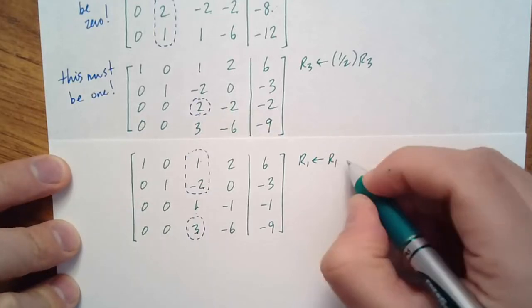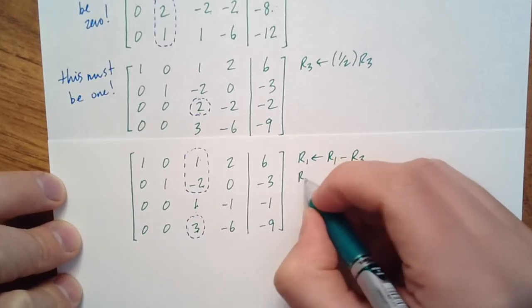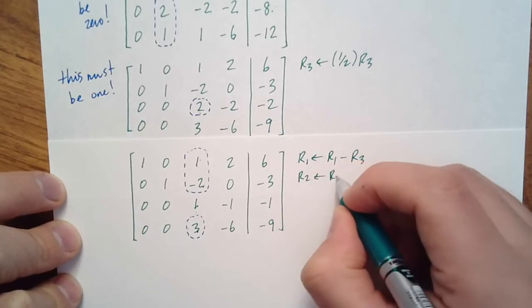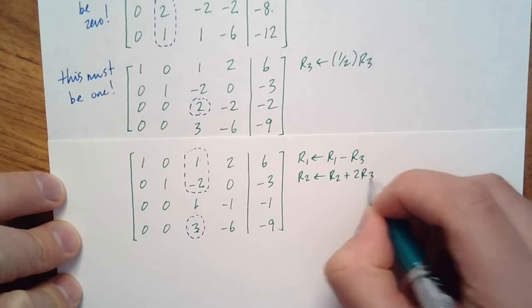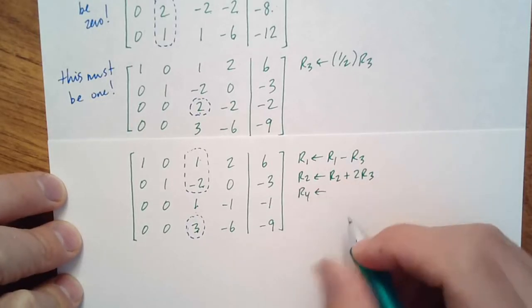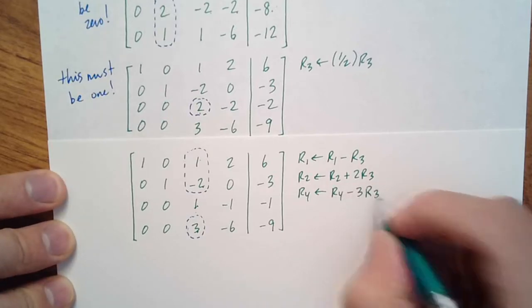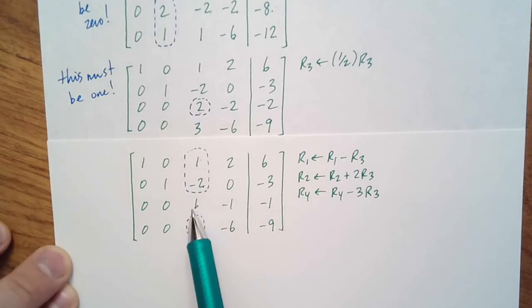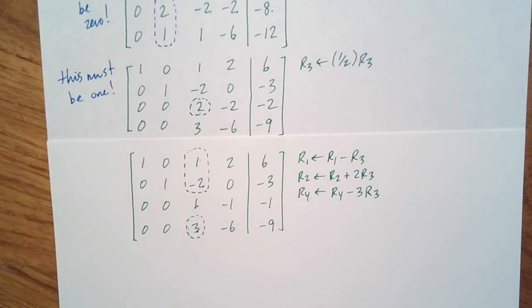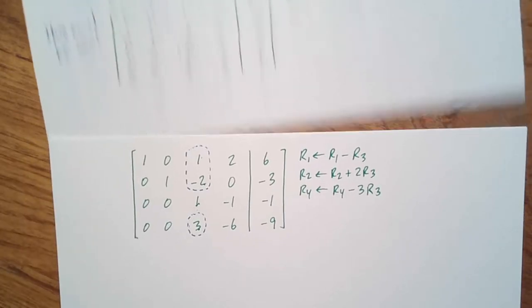So let's take row 1 and replace it with row 1 minus row 3. We'll take row 2 and replace it with row 2 plus 2 row 3. And then we'll take row 4 and replace it with row 4 minus 3 row 3. We're using this leading one to get rid of all the other entries. That's also a pattern that you will always see when you're doing Gauss-Jordan elimination. Okay, so let's roll up our sleeves and perform these steps.